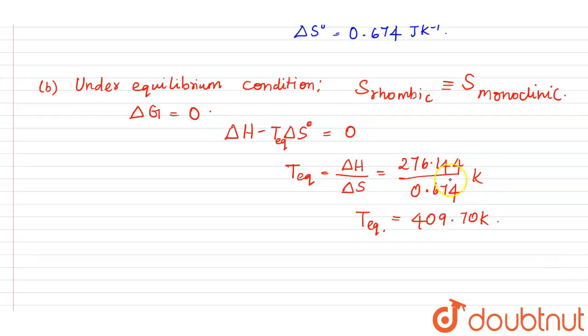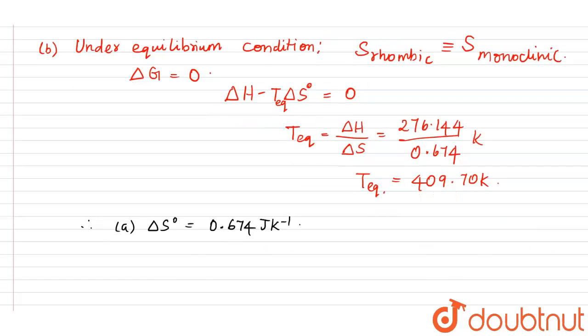Therefore the answer is: A, the delta S value, the entropy value, is 0.674 joule per Kelvin, and B, the equilibrium temperature is 409.70 Kelvin. This is the answer for the given question.